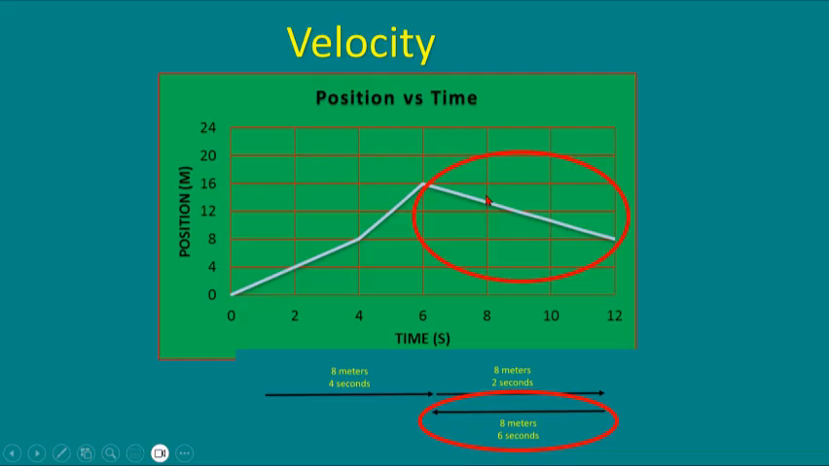Then the next part on the position graph is the line goes down because the person is getting closer to where they started, closer to the 0 mark. And that takes 6 seconds. So it goes from 16 down to 8, and the time goes from 6 to 12.